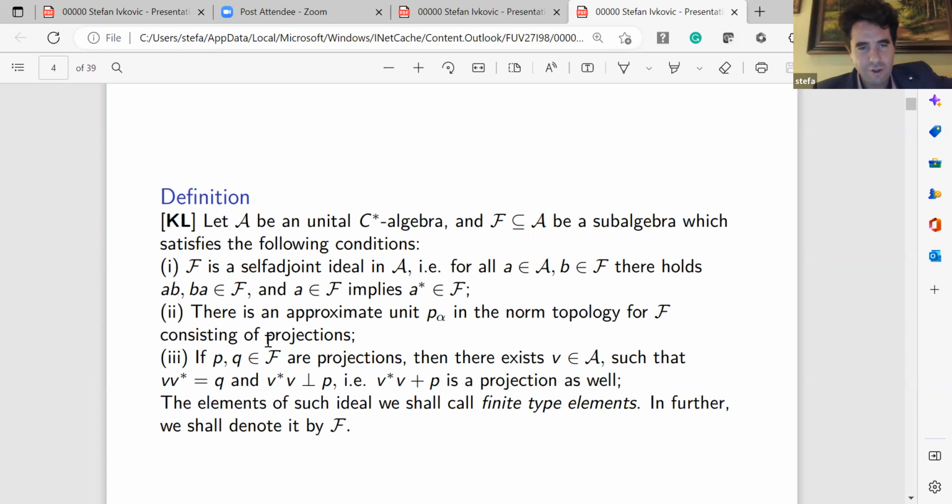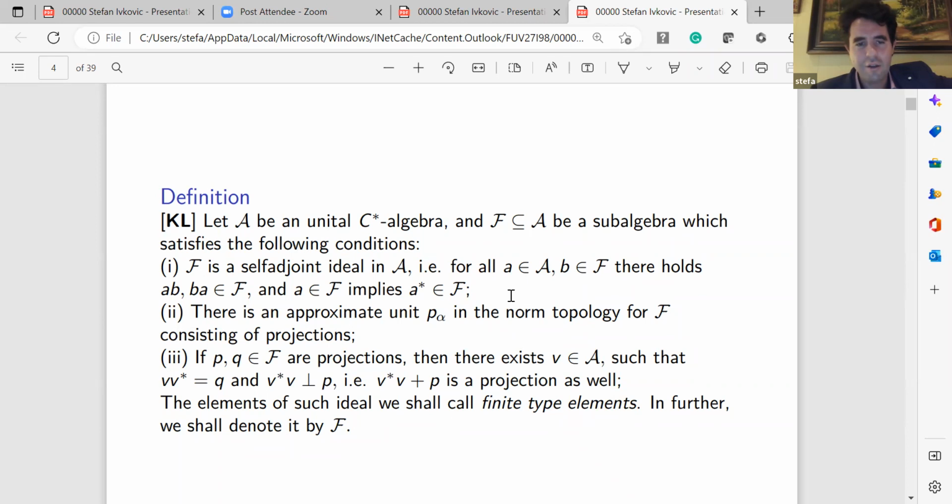So if we have two arbitrary projections P and Q, then we want that there should exist some V in A such that V star is equal to Q, and such that V star V is orthogonal to P. I myself do not apply this property in my proofs, but it seems that Keckic and Lazovic needed this property in order to obtain their first results in Fredholm theory. So I believe that this is also necessary, but these first two conditions are definitely necessary. And such an ideal satisfying all these conditions, they call it, and we will call it the ideal of finite type elements. So the elements belonging to this ideal will be called finite type elements.